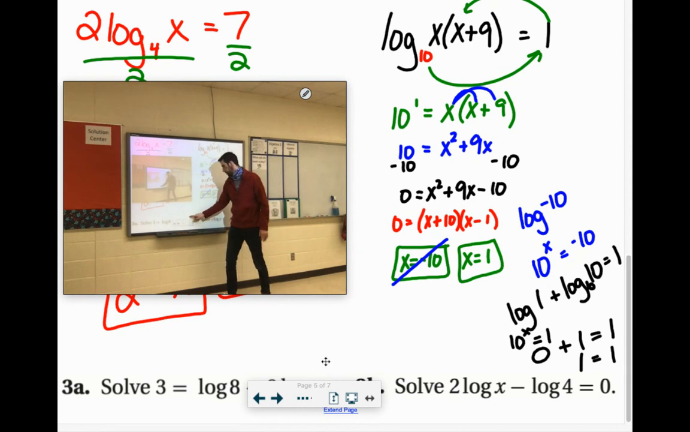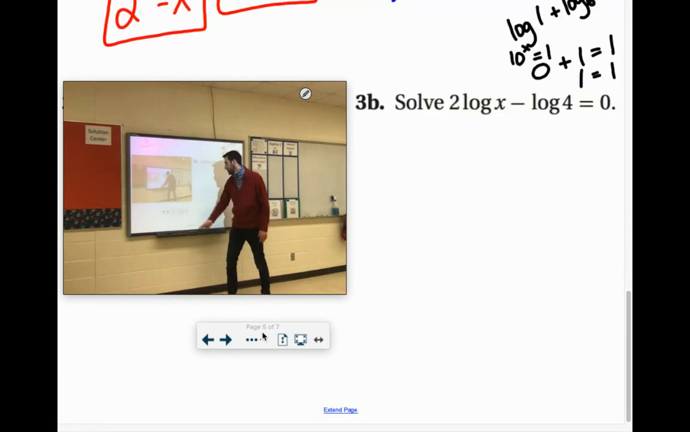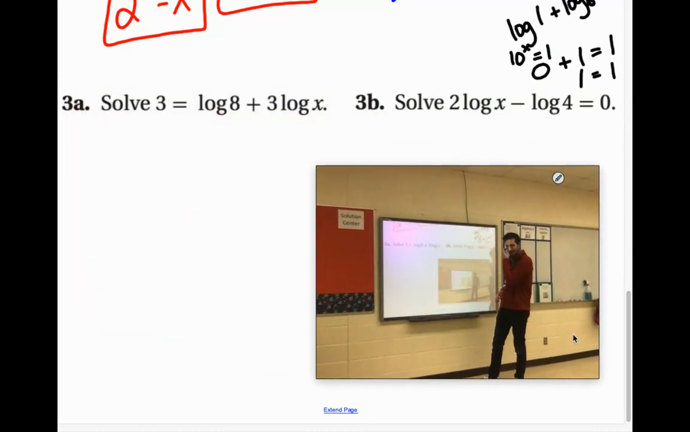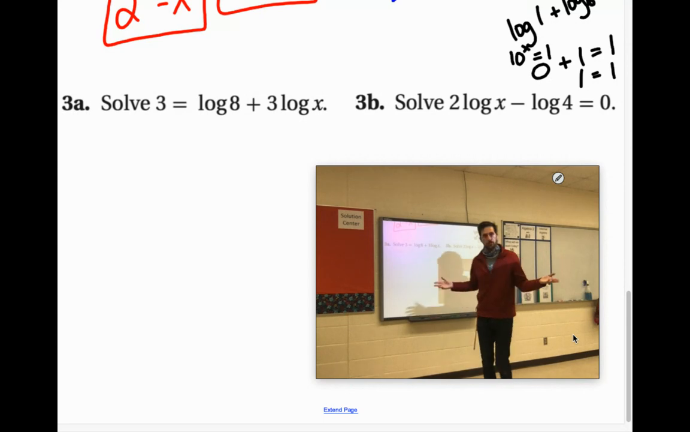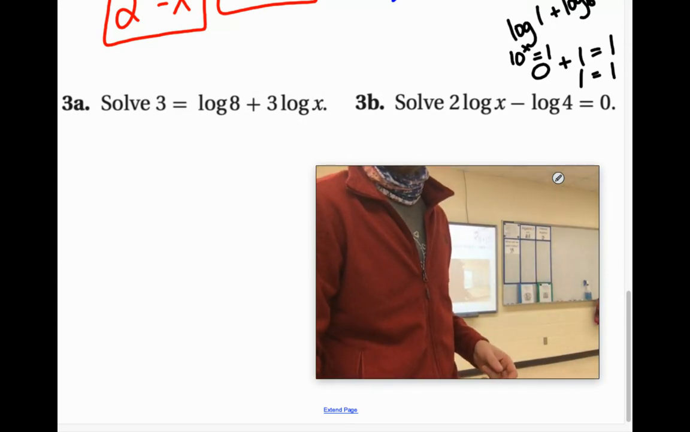So let's see, we got two more here. I might be running out of time. We'll see what we can get done. You know what? I'll start the next one. Let's start the next one. How about that? I don't want to rush. We're having too much fun to rush.